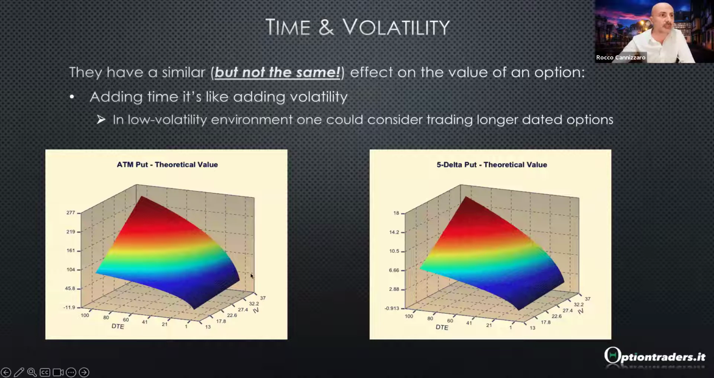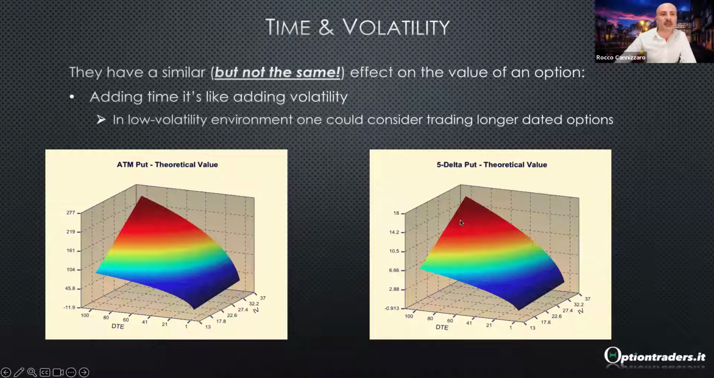A typical thing to consider is that if you're trading short term, not necessarily 0 DTE, and you are in a low volatility environment, then obviously when you have low volatility, your strikes are very close to the money. And so a way to kind of artificially increase the volatility is to go out in time a little bit more, because by going out in time, it's like you are adding volatility. Again, it's not exactly the same thing, but the effect is kind of similar.